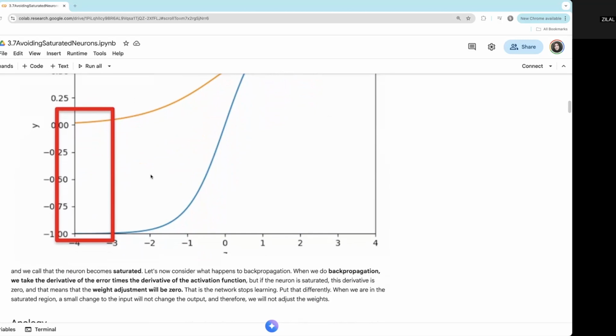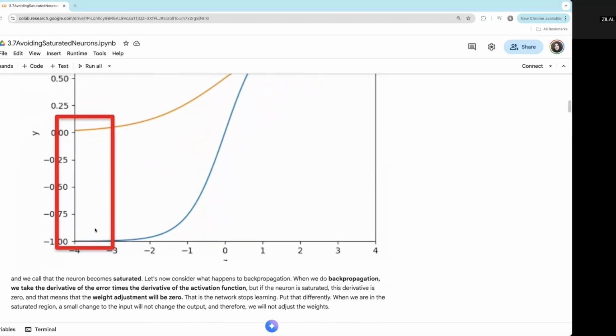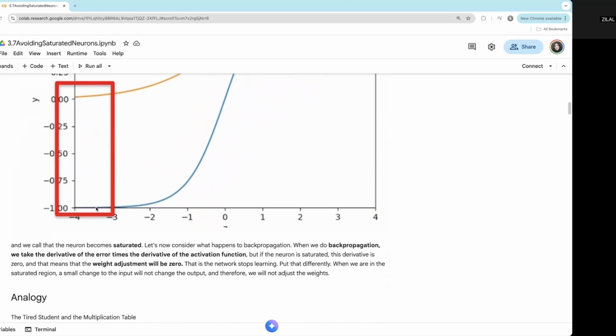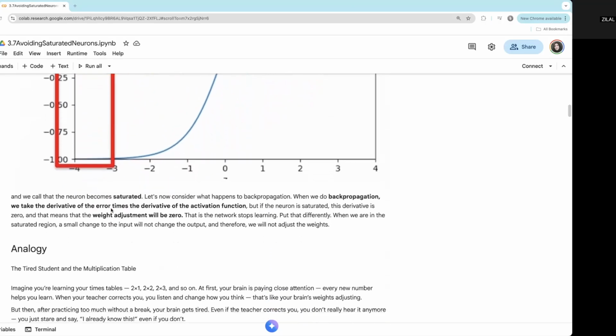Let's put this differently. When we are in the saturated region, a small change in the input will not change the output. Therefore, we will not adjust the weights, and we want to avoid this problem.